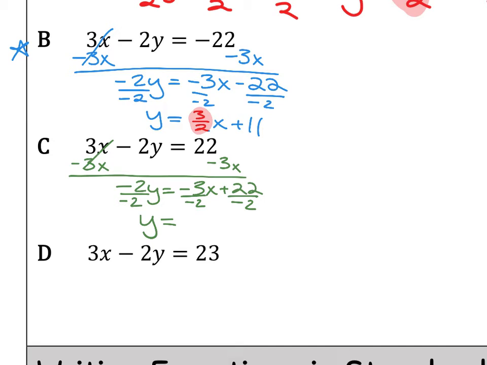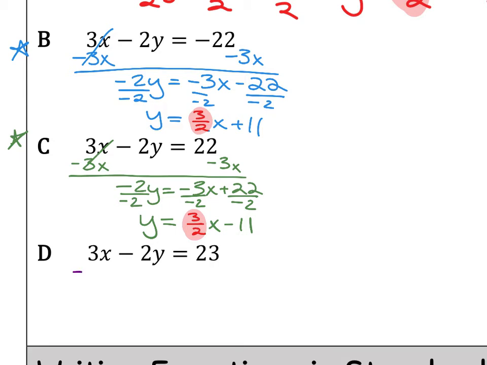Negative 3 over negative 2, that's positive 3 over 2. And 22 divided by negative 2 is negative 11. Does that have the right slope? Yeah. Okay, so should we keep that one? Yeah. Okay, so that's another maybe for us. Do y'all see how this works every time? We're just going to solve the standard forms for y equals mx plus b. So we're just checking every single answer? We're checking every single answer.